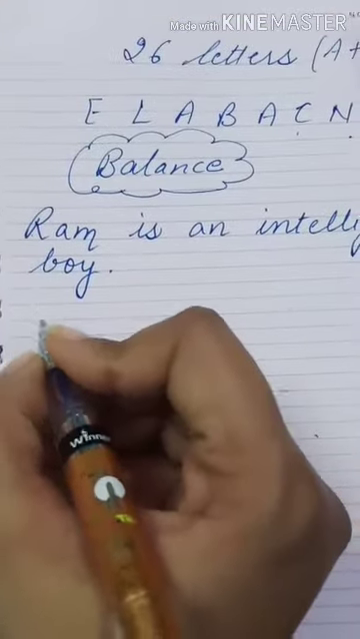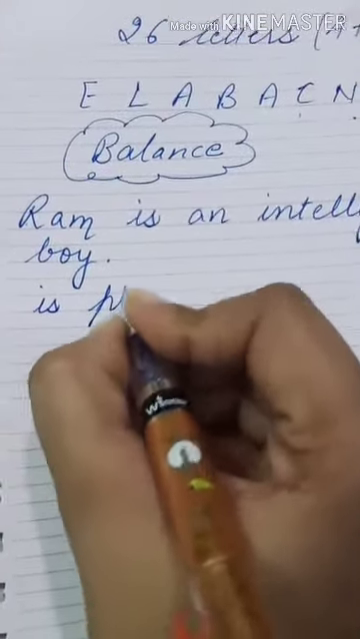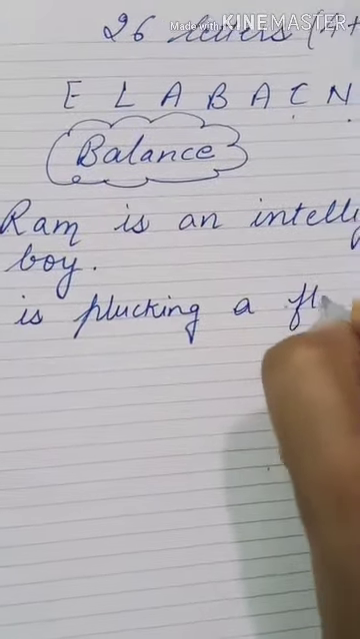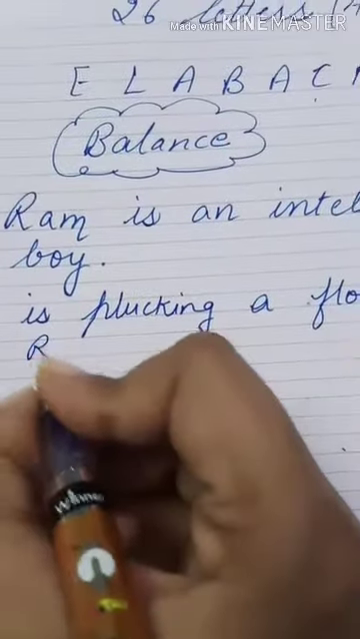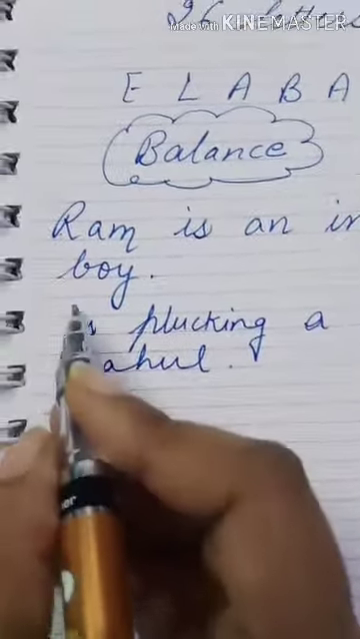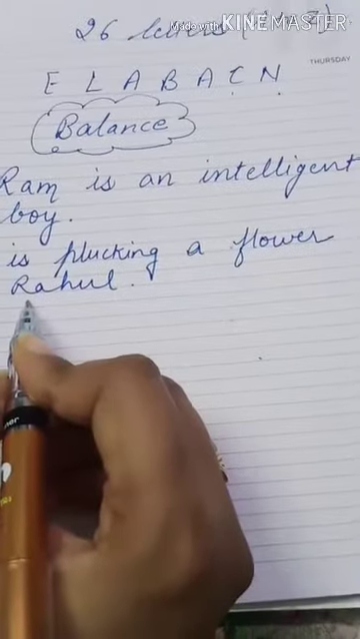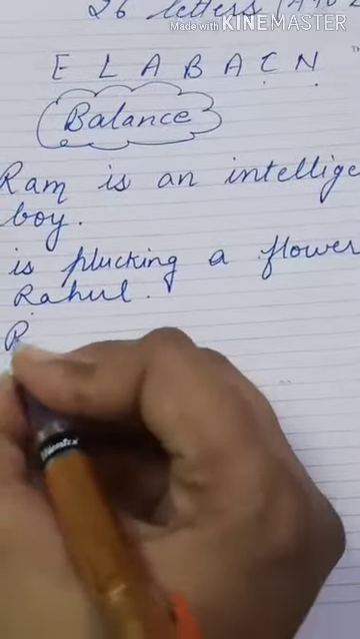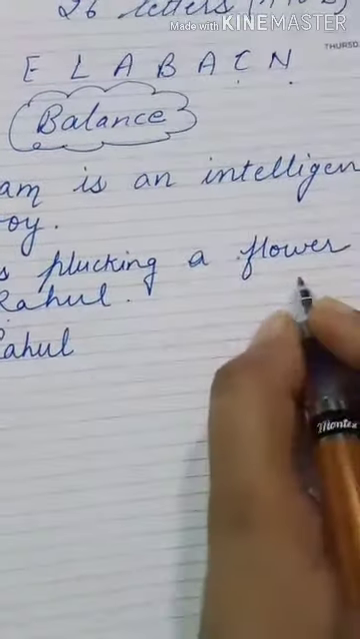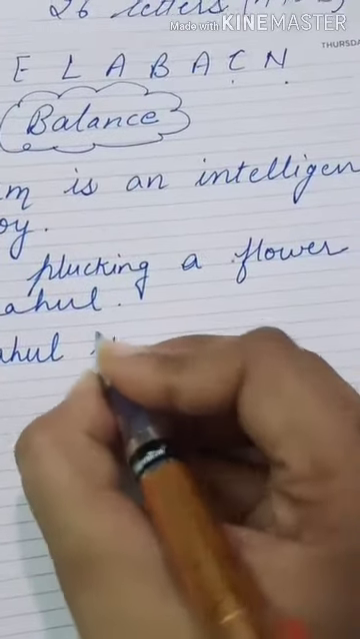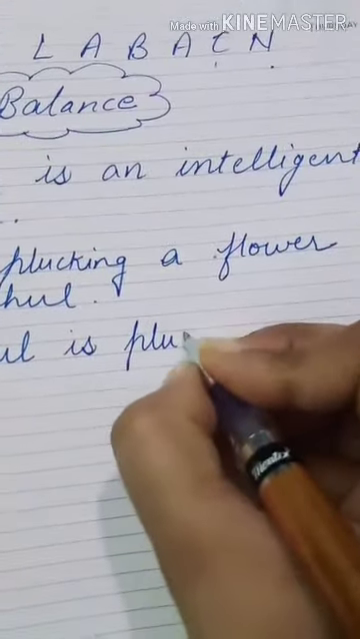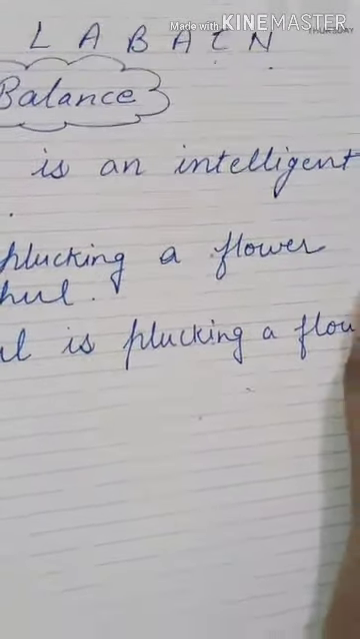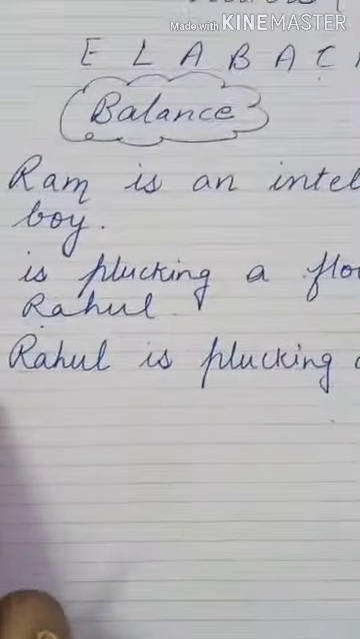Now I'm going to write some words here and you have to make a meaningful sentence. So now this is a sentence in a jumbled form. You have to make a sentence. First of all, we see the subject, that is Rahul. Rahul is plucking a flower. This is a declarative sentence.